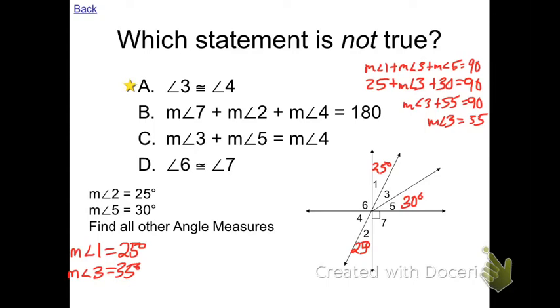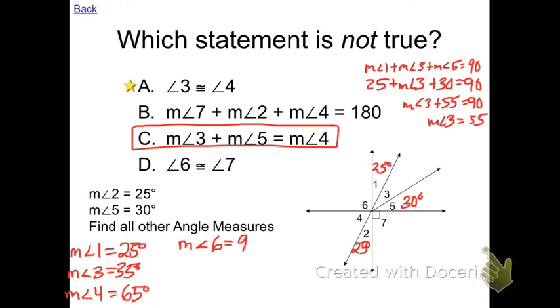So we have 1, we have 2, we have 3. We need the measurement of angle 4. Up above we saw this to be a true statement. Measurement of angle 4 is 3 and 5 added together. We just solved for the measurement of 3. We know 5 is 30 degrees. So angle 4 is 65 degrees. So we have angle 1, 2, 3, 4, 5. We need the measurement of angle 6. We know that that's a right angle, 90 degrees, because it's vertical with angle 7. Measurement of angle 7 is 90 degrees. It's a right angle. And we've got them all.